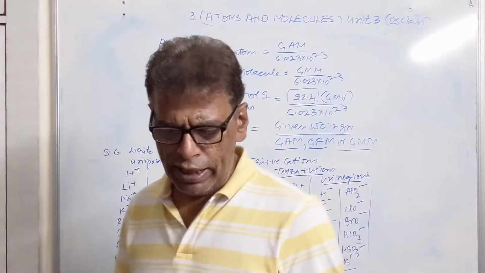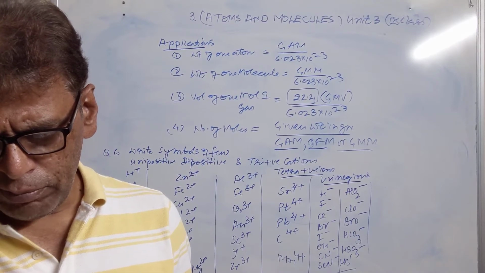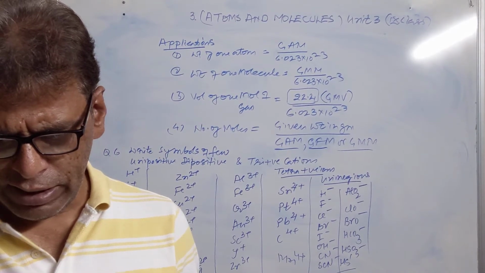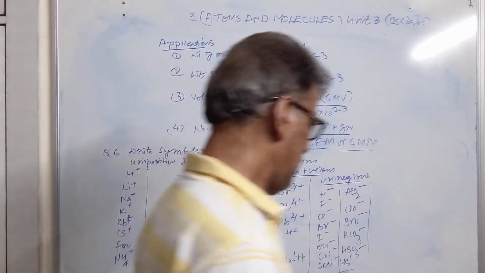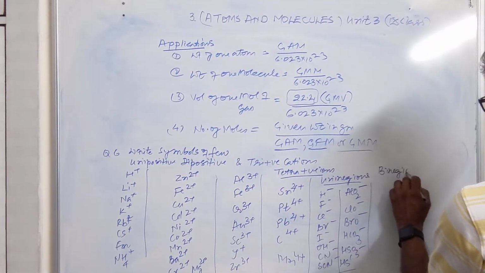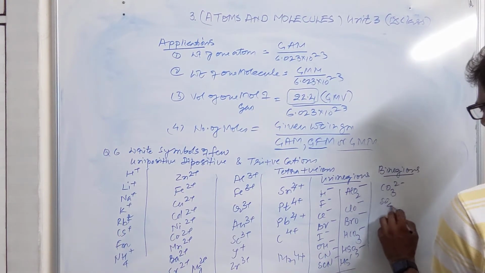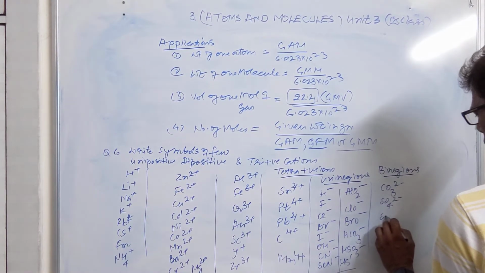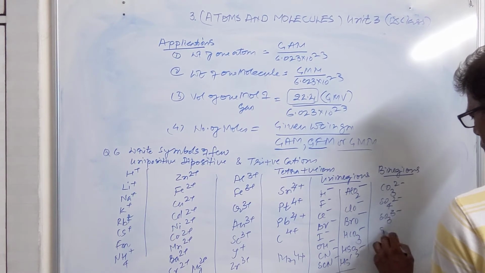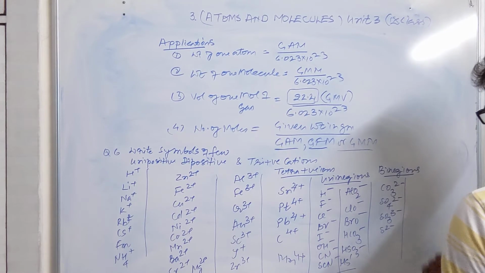So after mono-negative ions, we have the next, the bi-negative ions. They are carbonate ion, sulfate ion, sulfite ion, sulfide ion. These are the bi-negative ions.